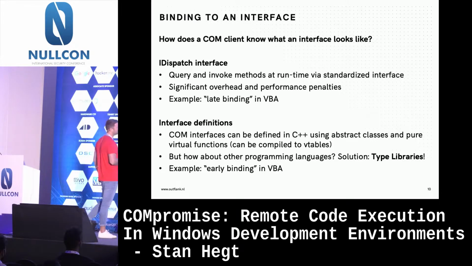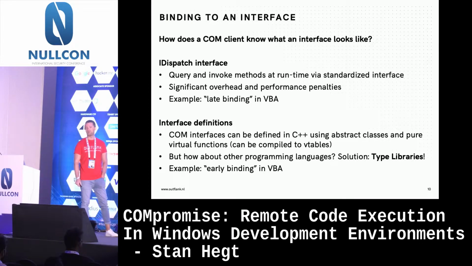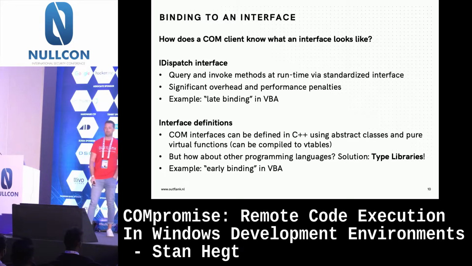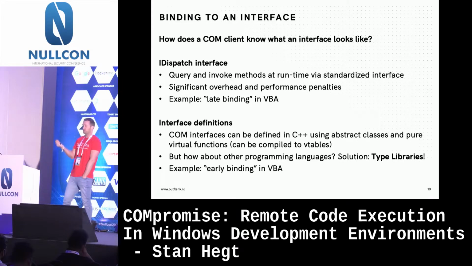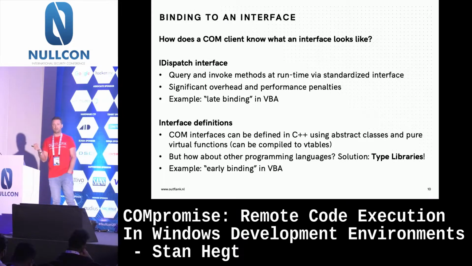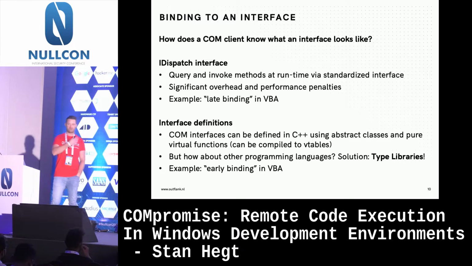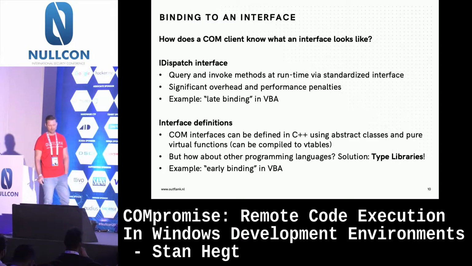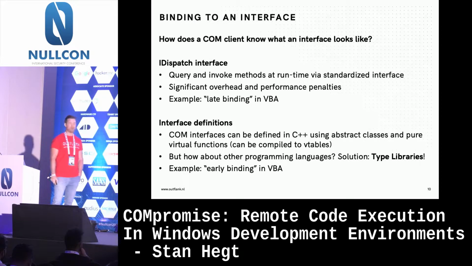And for C++, that's kind of easy, because the whole concept of VTables basically maps to how C++ works. If you know abstract classes and pure virtual functions, well, most C++ compilers will simply directly compile them into VTables, which makes it completely compatible with COM. But there is no such concept in other languages that have to support COM, like Java or C Sharp or VB again. So what is the solution there?